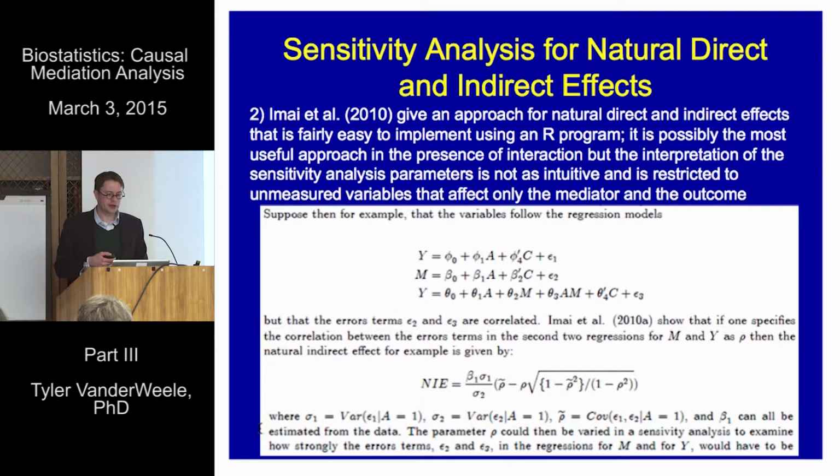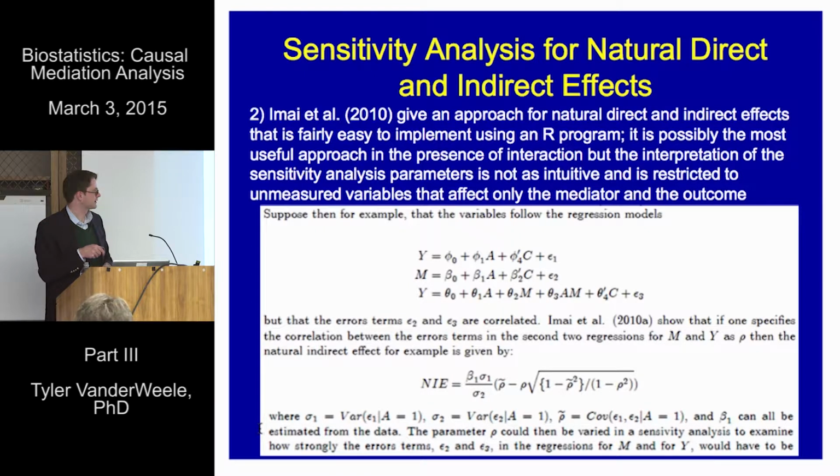And it may show that if we specify the correlation between the error terms, E2 and E3, in our mediator and outcome regression as rho, that's our sensitivity analysis parameter, just one sensitivity analysis parameter, then the natural indirect effect is just given by this expression here, where everything else can be estimated from the observed data.